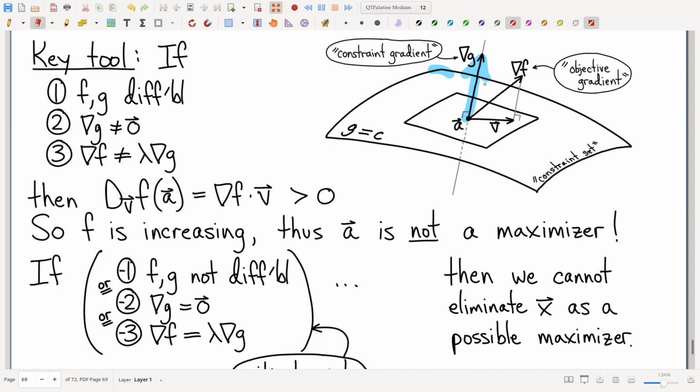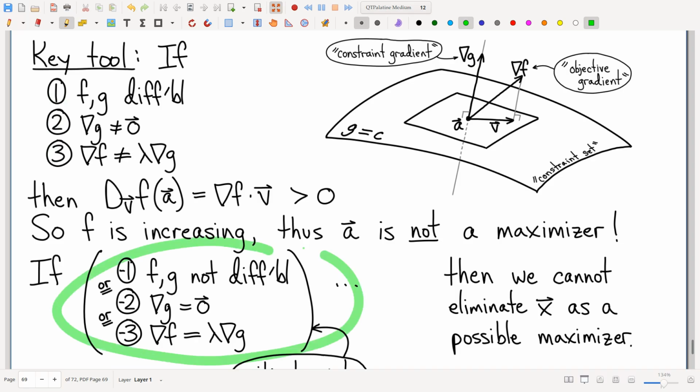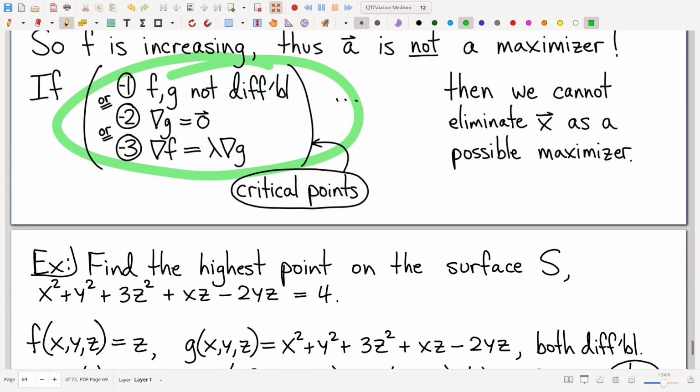So, with that in mind, again, just like in single variable, we're going to look now for points where one or the other of these conditions fails. And this is what it would look like if one of those conditions fails. We look for failures of differentiability. We look for where the constraint gradient is 0. By the way, that's called degeneracy, for really good reasons that we can't talk about in this class. But anyway, that's terminology as far as we're concerned.